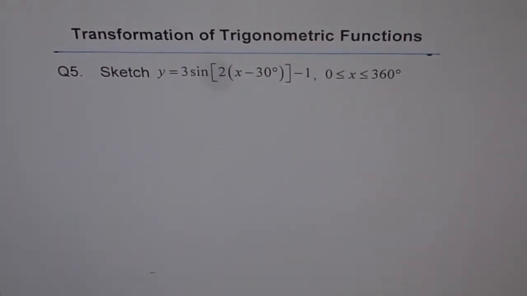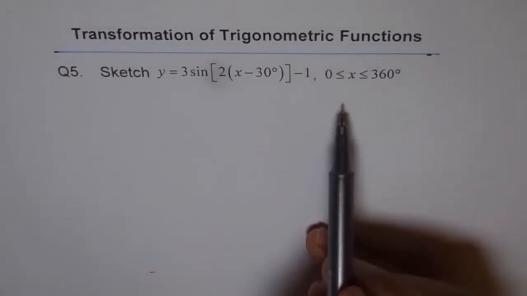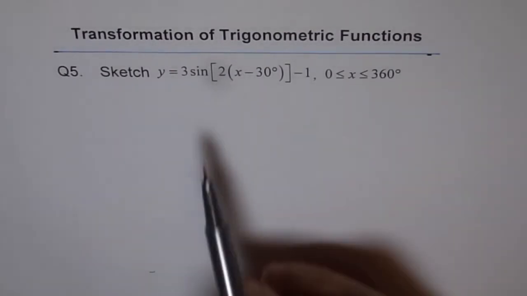Transformation of trigonometric functions. Question 5. Sketch y equals 3 sine of 2 times (x minus 30 degrees) minus 1 within 0 to 360 degrees. So that's the domain for x value.